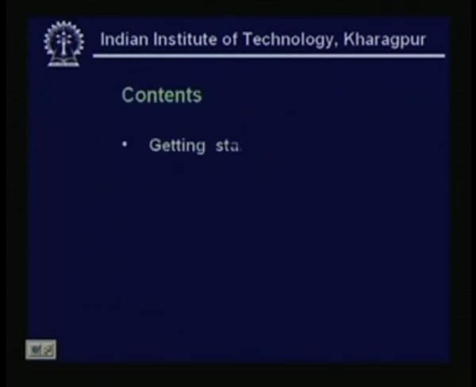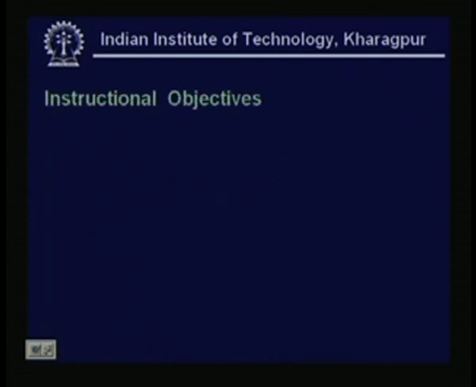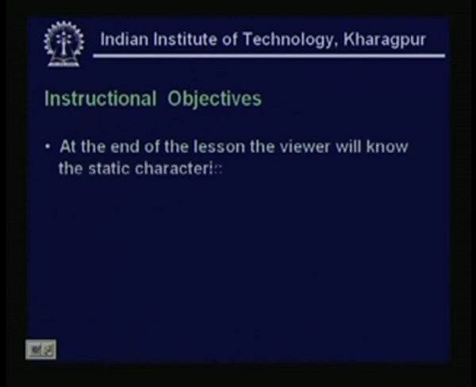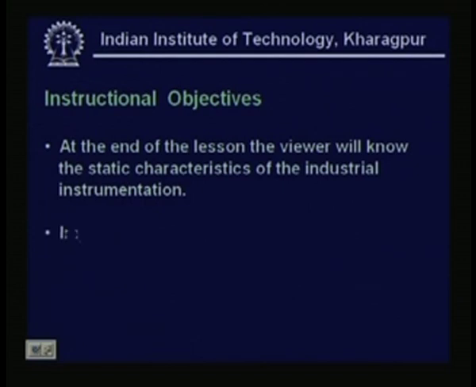The contents of this lesson are getting started, that means a basic introduction to the system. Then I will cover the static characteristics. The static characteristics mean that accuracy, linearity, sensitivity, etc., are the parameters of an instrument or sensor, and these attributes are collectively known as the static characteristics of an instrument and are given in the data sheet for a particular instrument. At the end of this lesson, the viewer will know the static characteristics of industrial instrumentation and the importance of instrumentation in process industry.